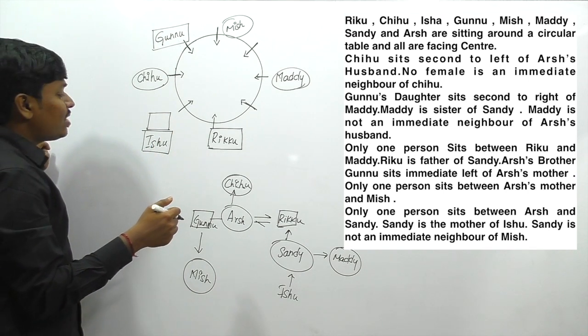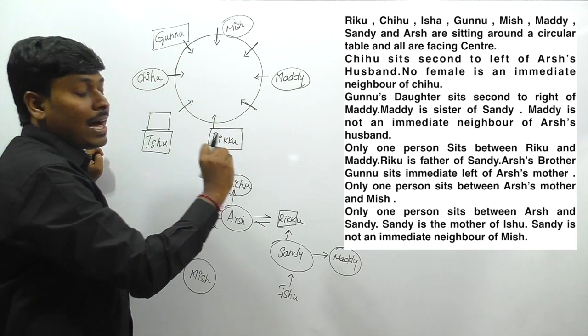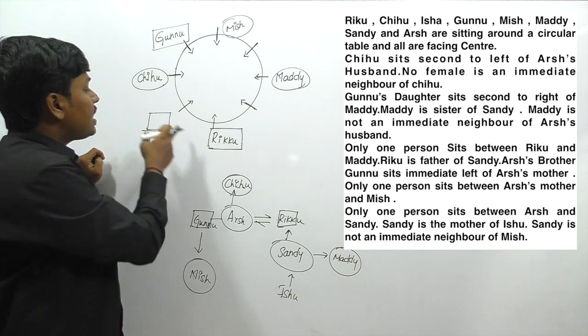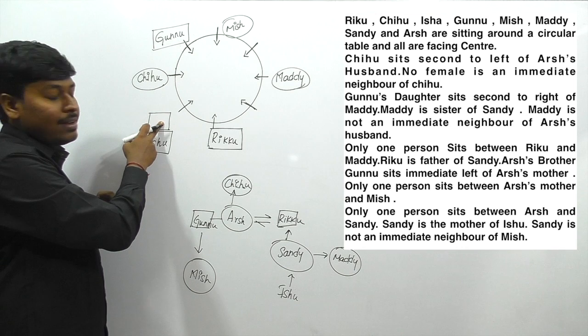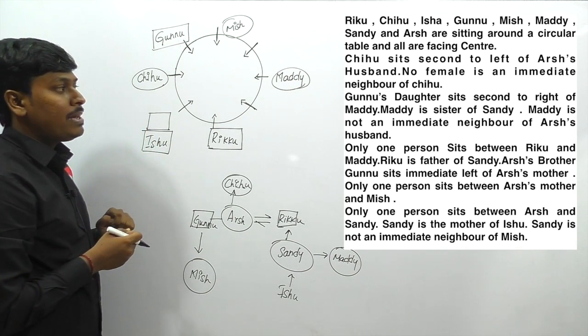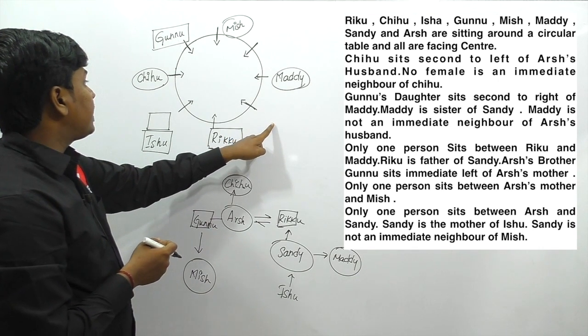So clear, friends, clear on the point, right? We know that they have told that there is only one person between Ash and Sandy, and where Ash and Sandy both are female persons, we can't place Ash and Sandy here. So I can say that this place is definitely for Issue, and this Issue should be a male person, right? So Ash and Sandy, either Ash can come here or Sandy can come here.